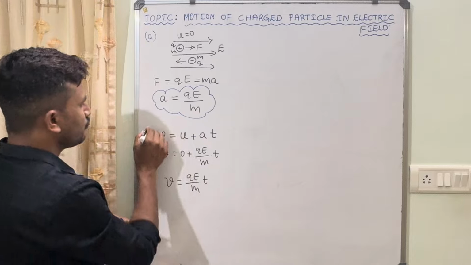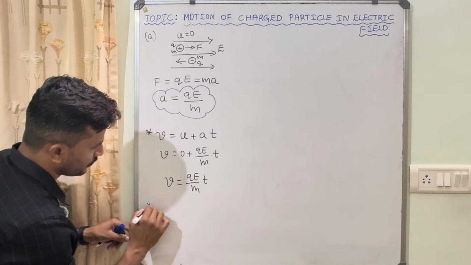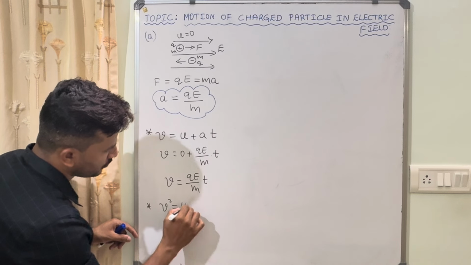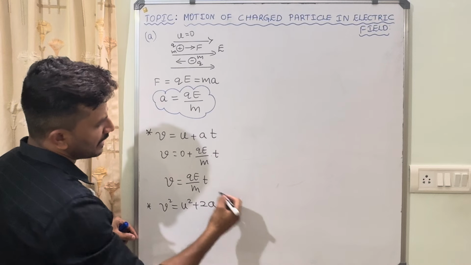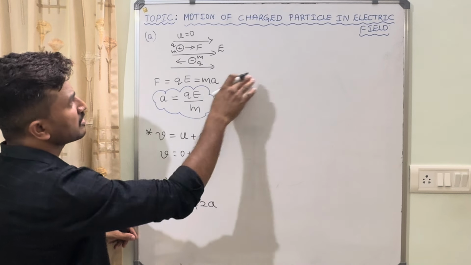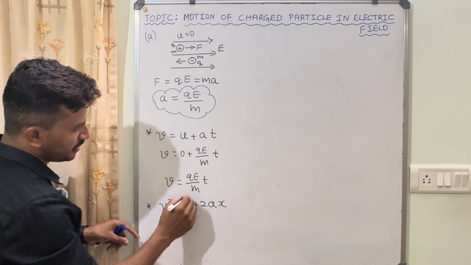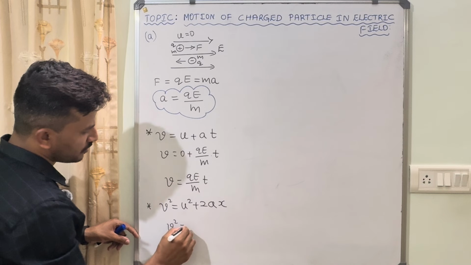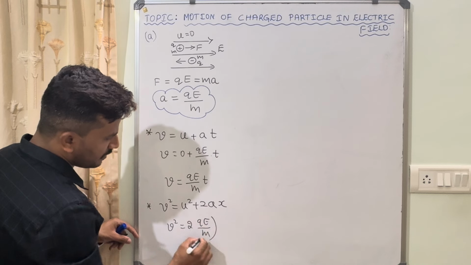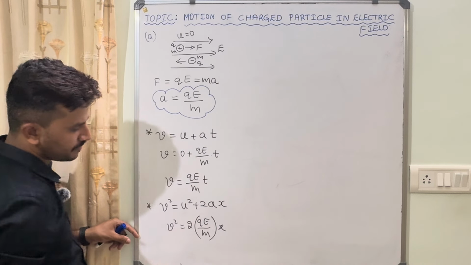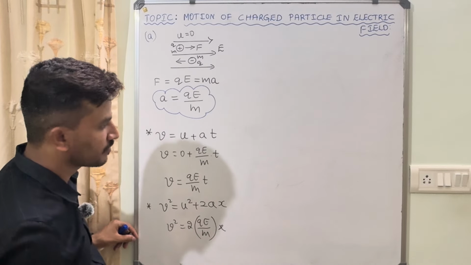Okay. If in case you consider velocity in terms of displacement, we have V square is equal to U square plus 2A, S you can write, X you can write, Y you can write. In which direction is it moving? Let me consider it is moving along X axis. So, initial velocity is 0. So, V square is equal to 2A, that is QE by m into displacement X. So, V is equal to what? Square root of this one.